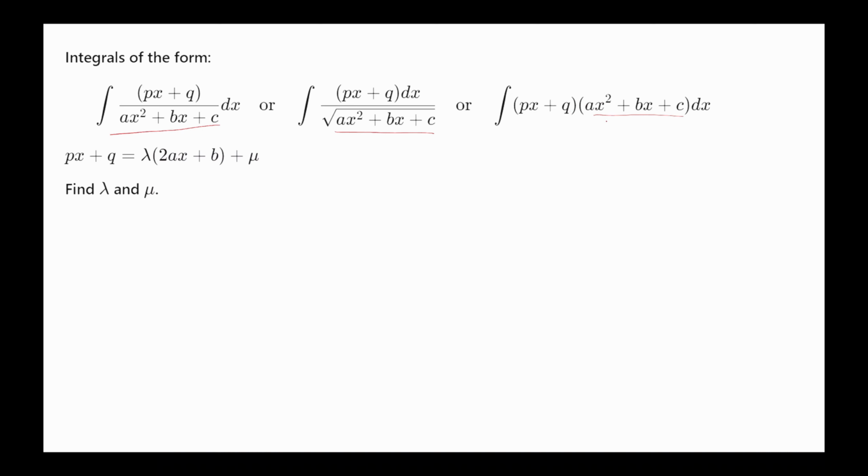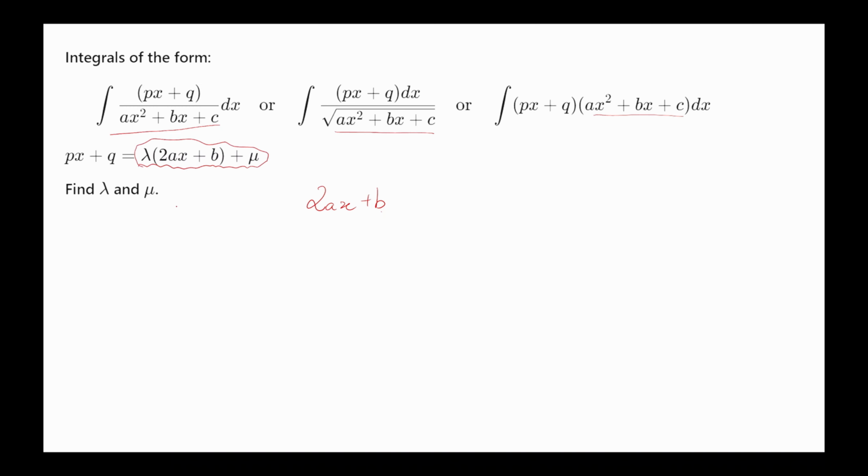What would their differentiation be? Their differentiation would be 2ax plus b, right? So I'm going to write my px plus q, which is in the numerator, my linear function, in this format: lambda of this plus mu. And then I'm going to find out my lambda and mu.